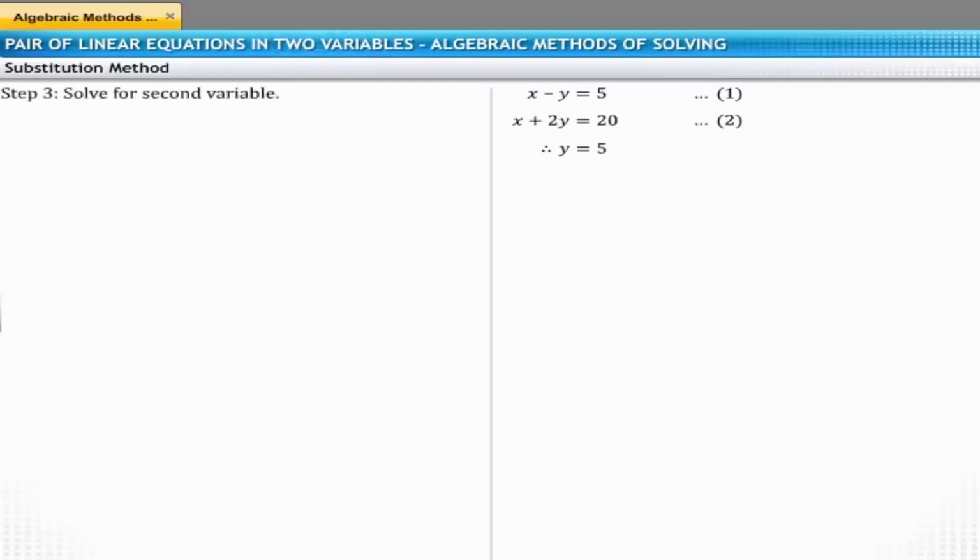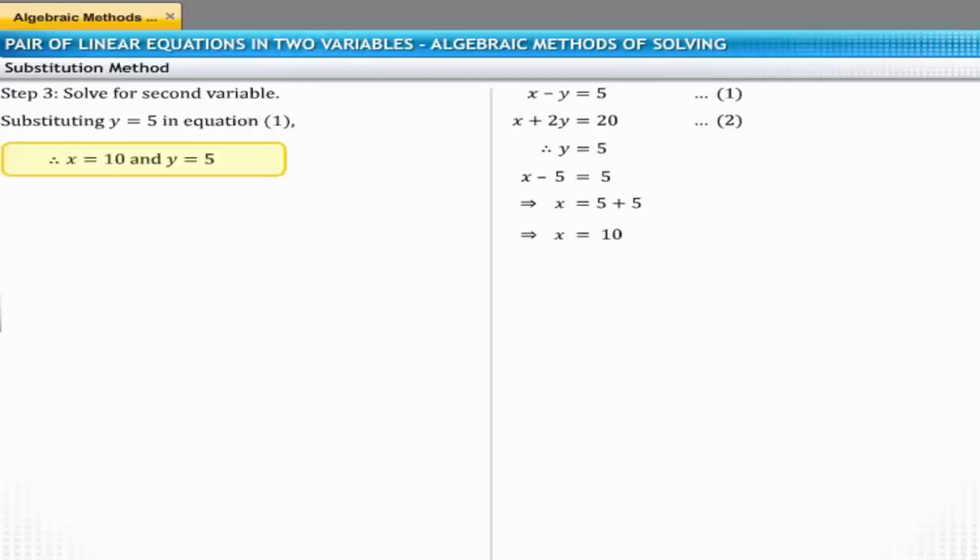In the last step, we can substitute the value obtained of the variable in any one equation to find the value of the second variable. So, here we'll substitute the value of y, which is equal to 5 in equation 1. Let's solve this equation. Hence, the value of x is equal to 10. Therefore, the solution to the given pair of linear equations is x is equal to 10 and y is equal to 5.